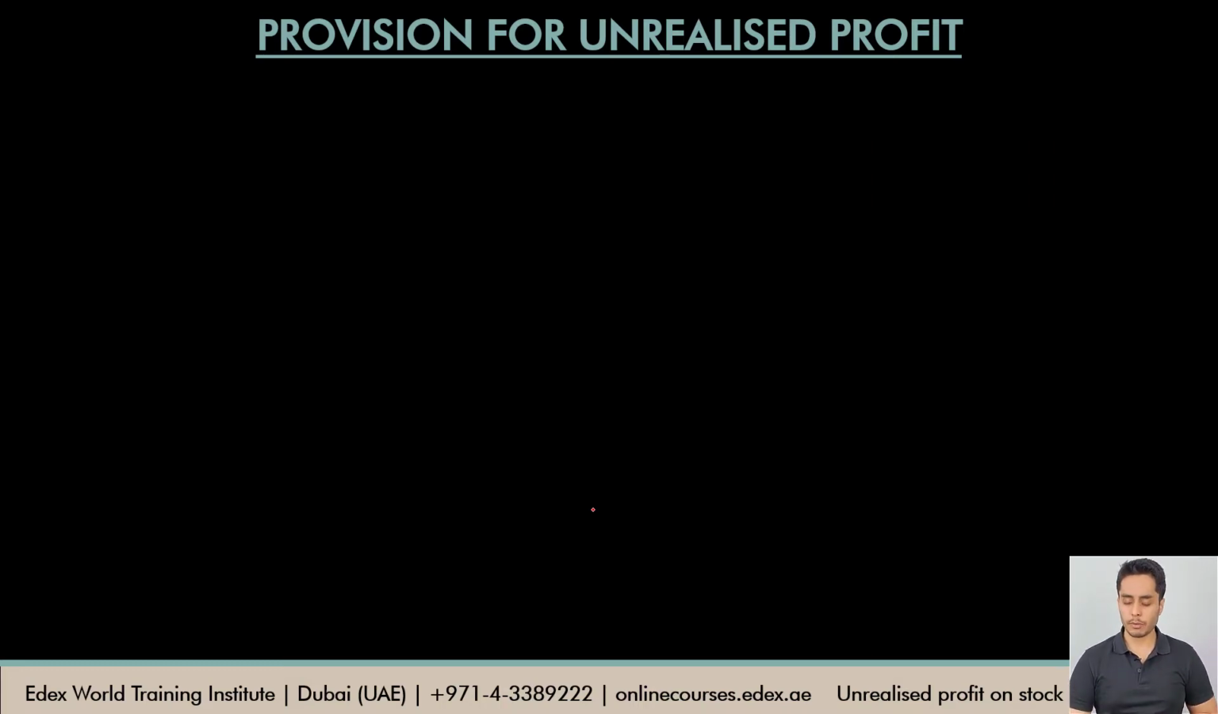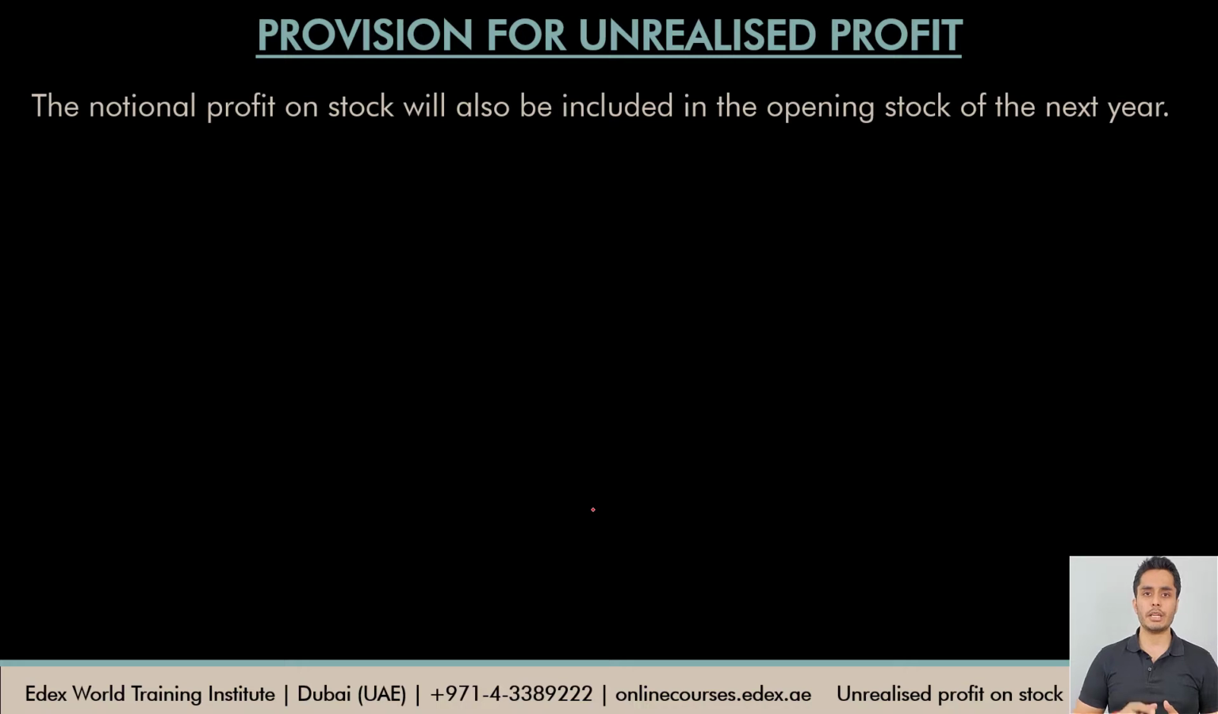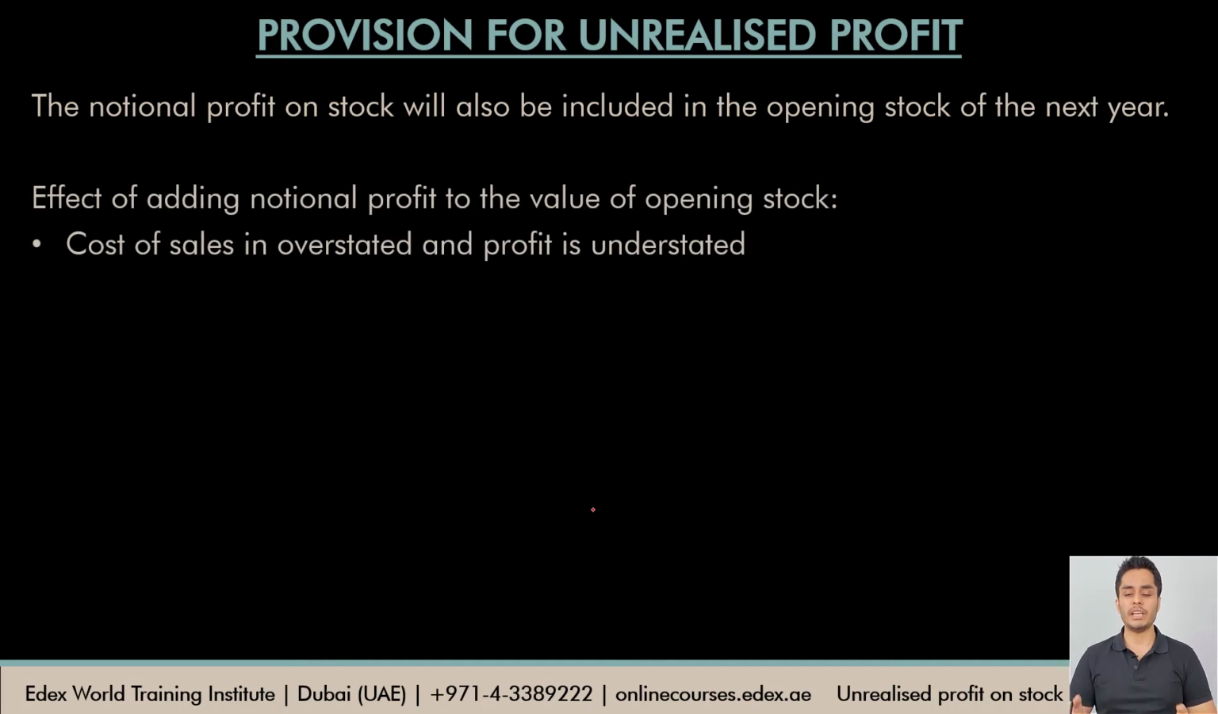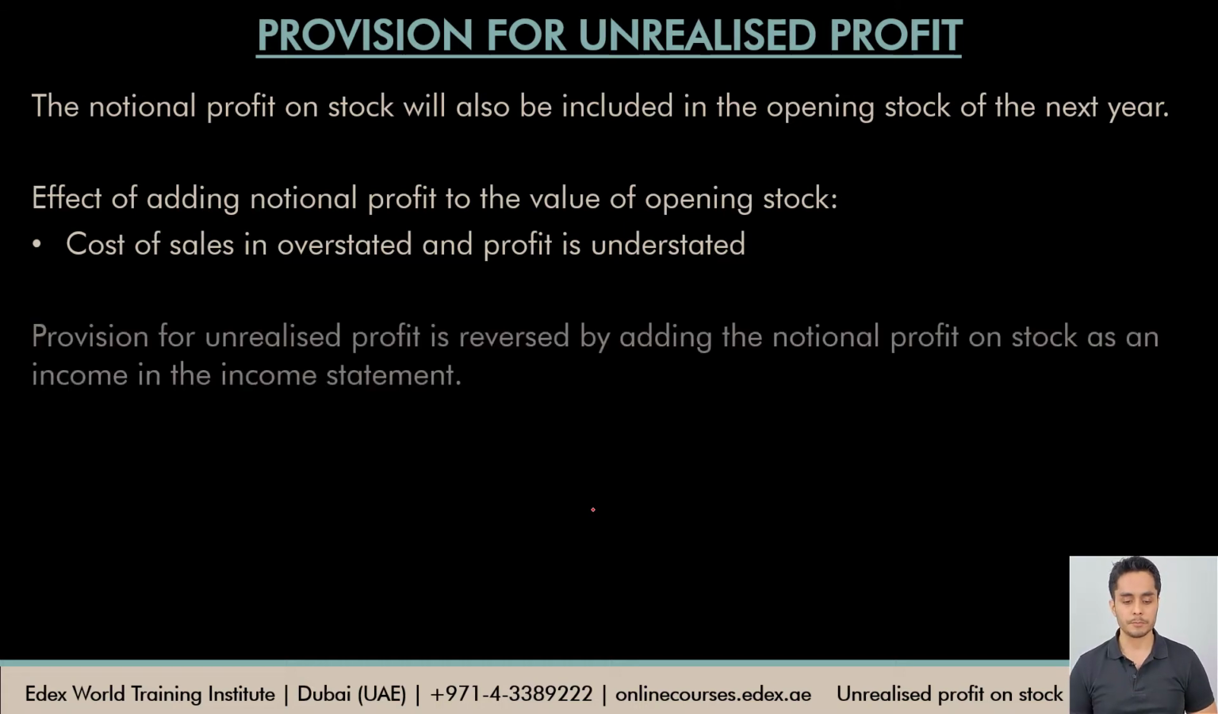This closing stock would become the opening stock of next year, and in the opening stock again some notional profit is included. Because of this, what will be the effect on the income statement? The cost of sales will be overstated and profit will be understated. So how do we tackle this problem? We will have to add back an amount that is equal to the unrealized profit included in the opening inventory. We will have to add back that as an income in the income statement.